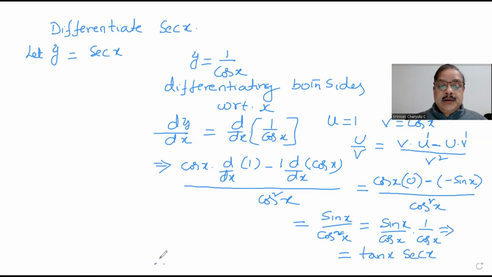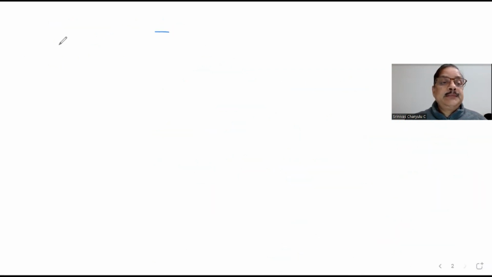So that means ultimately d by dx of secant x has become tan x secant x. Sometimes we'll also write secant x tan x, both are same. So this is the differentiation of secant x. Please remember this, very simple. Quotient rule we applied. So what is our next one? Differentiate after secant x, cosecant x. Differentiate cosecant x with respect to x.